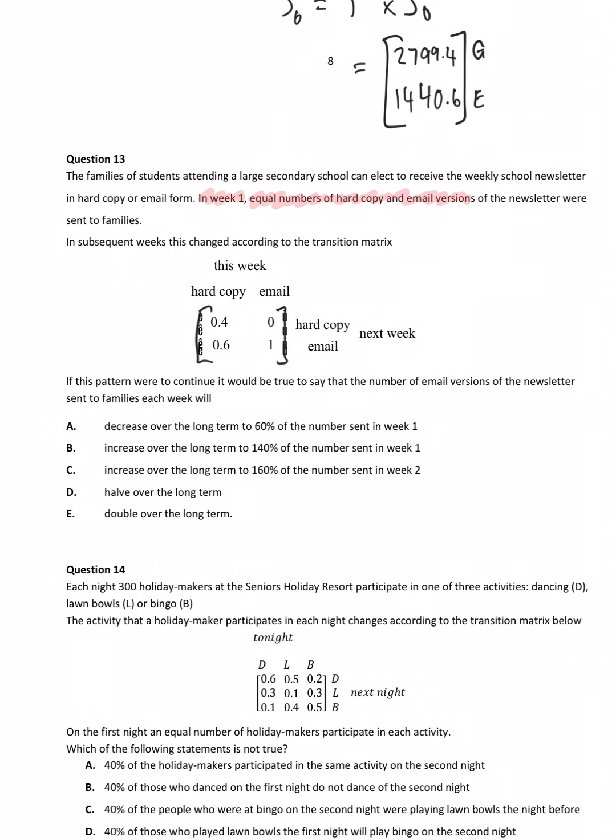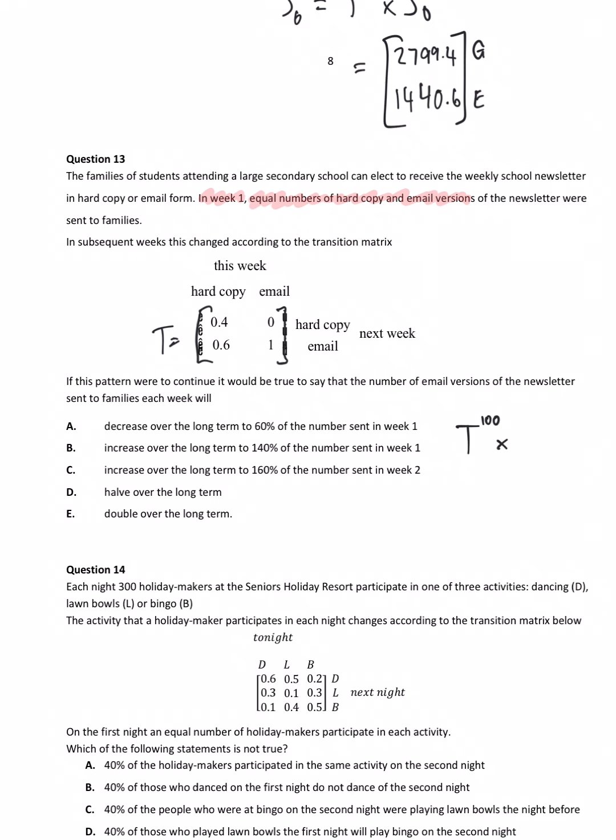All right, if this pattern were to continue, it would be true to say that the number of email versions of the newsletter sent to families each week will... and then each of those answers wants to know whether it will be decreasing or increasing, and so on, over the long term. So what you could do, guys, is use this transition matrix, because you're trying to find the long term, like to the power of 100, times your initial state.